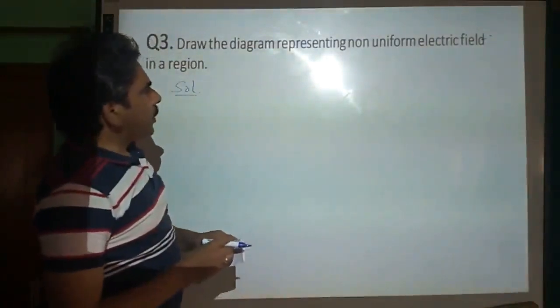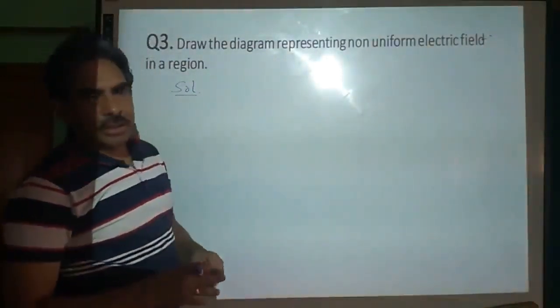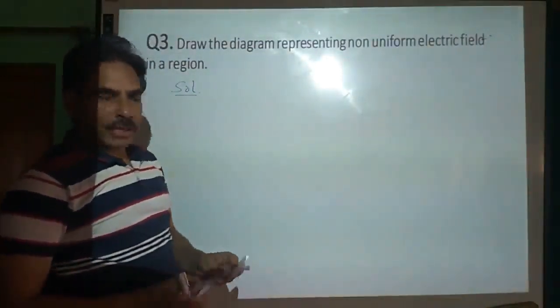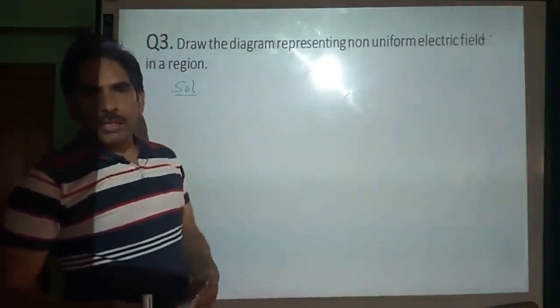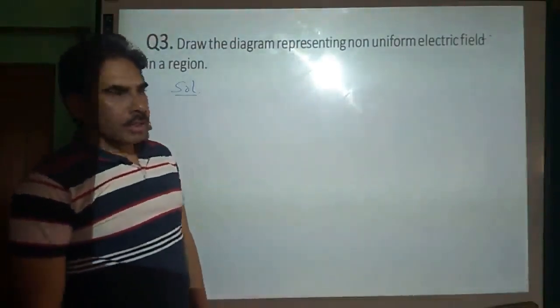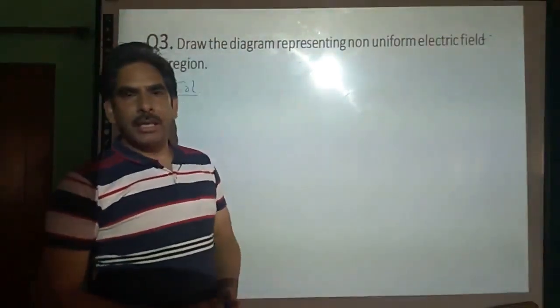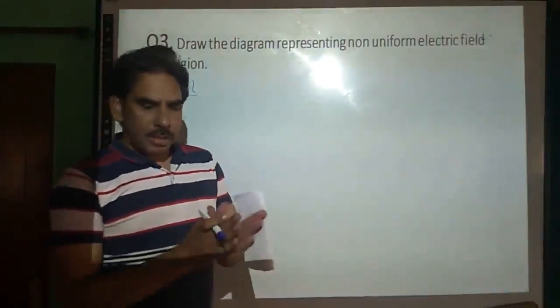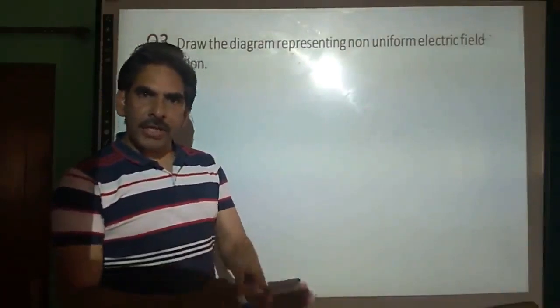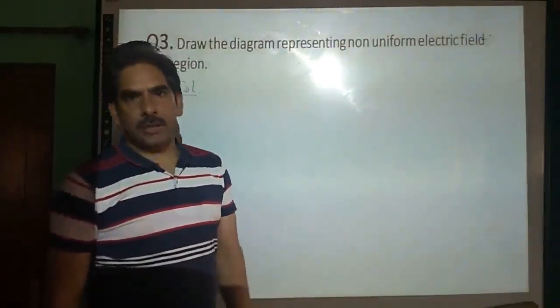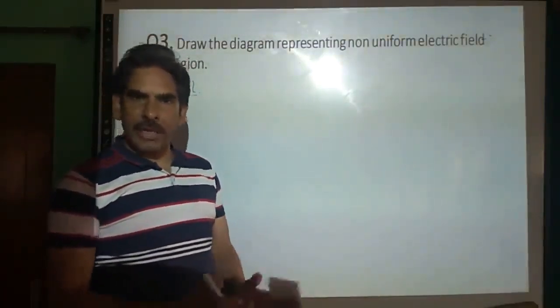Draw the diagram representing the non-uniform electric field. Uniform electric field, as we have discussed in case of electric dipole placed in uniform electric field, is the one which is represented by electric field lines directed along the same direction and equally spaced. All electric field lines will be equally spaced.